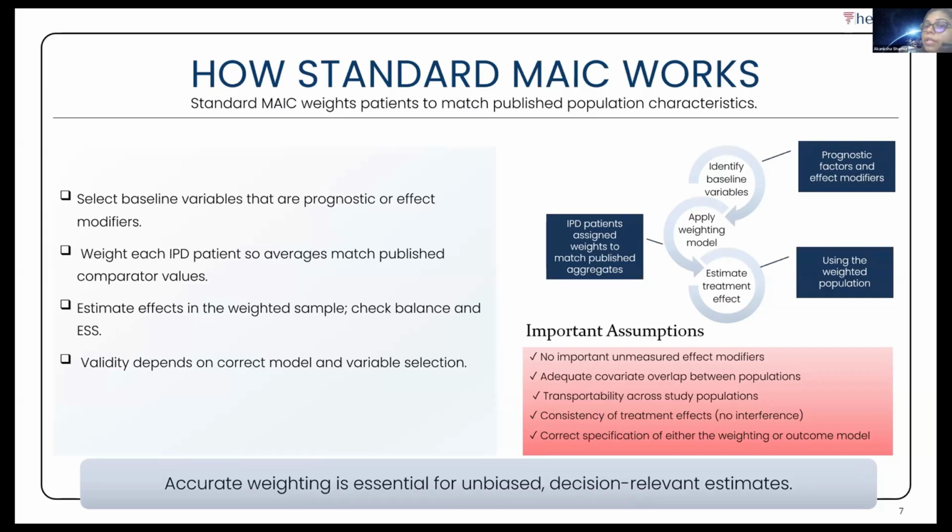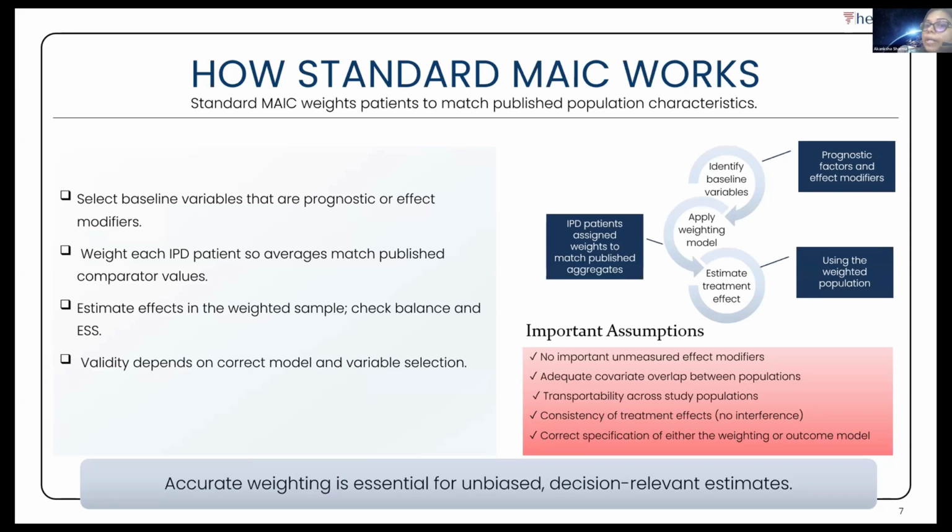The assumptions on the right are the load bearing walls of the method. No important unmeasured effect modifiers, adequate covariate overlap, transportability, consistency of treatment effects, and correct specification of the weighting or outcome model. That last one is the assumption drMAIC directly targets. So it's worth keeping in mind over the next couple of slides.